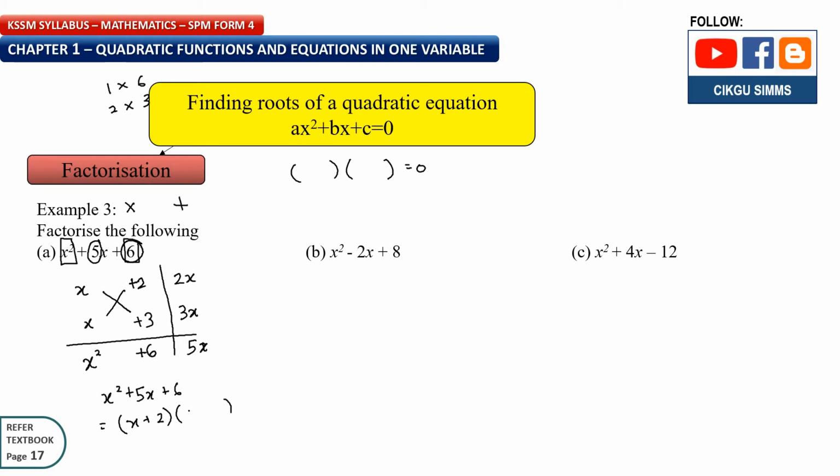In the second bracket, you put this x plus 3. If you want to check, you can multiply them and then you will get this thing. Okay, let's see the second example.